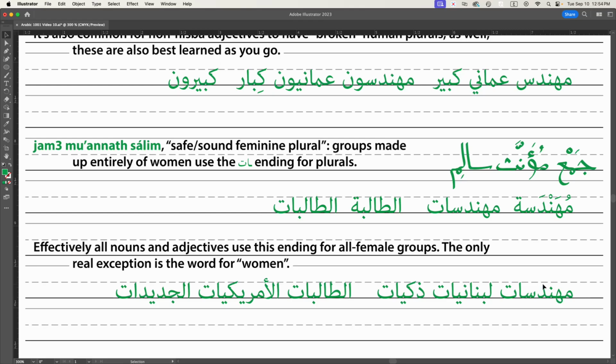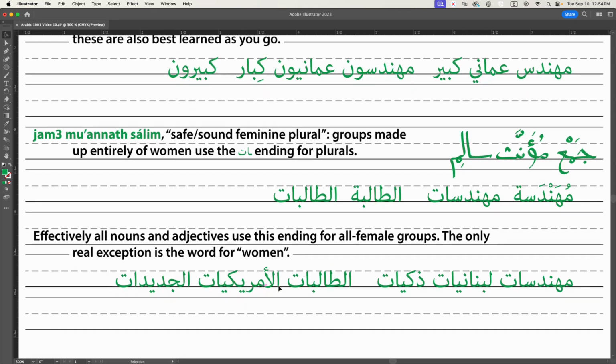So smart Lebanese engineers. Here we have at-talibat, the students who are all female. Al-Amrikiyat, Al-Jadidat, the new American students. When you translate it into English as the new American students, you don't mark it for gender typically, unless you have some really compelling reason to say that, and then you say it with a different phrase or sentence. But in Arabic, we have to mark all of these to make it make sense. Arabic is more complicated than English, not necessarily more difficult, though sometimes it is.